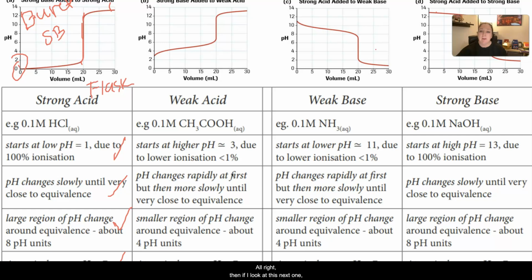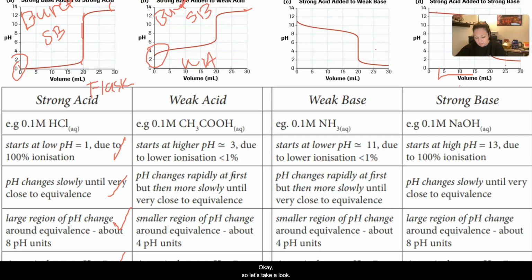All right, then if I look at this next one, I'm noticing that I have a weak acid in my flask, and then I have a strong base in the burette. How do I know that? Because where I'm ending, the pH is above 12.